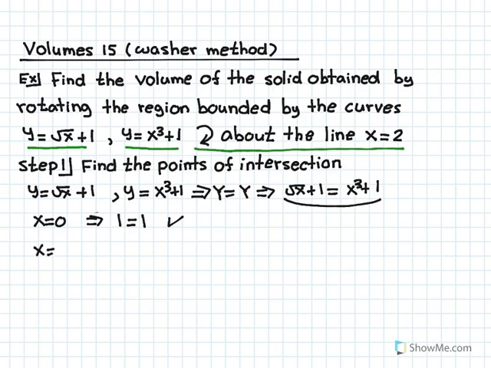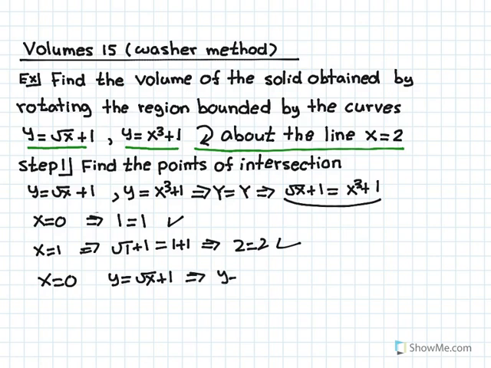How about x equals 1? So we get root of 1 plus 1 is equal to 1 plus 1, and we get 2 equals 2, that also works. So x equals 0 is a point of intersection. Plug it into y equals root x plus 1 to get a corresponding y value. And we get y is equal to root of 0 is 0, 0 plus 1 is 1. Plug x equals 1 into y equals x cubed plus 1, and we get the y value, y is equal to 1 cubed plus 1, y equals 2. So the intersection points are x equals 0, y equals 1, and x equals 1, y equals 2.